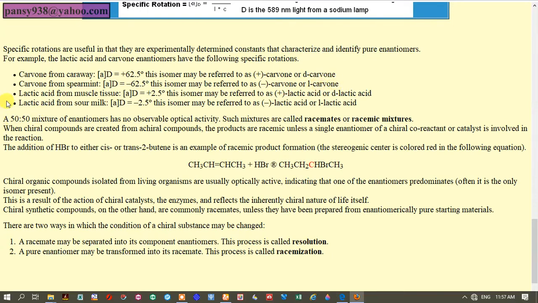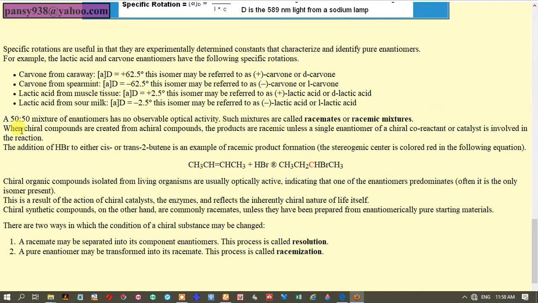Similarly, lactic acid from muscle tissue has the specific rotation plus 2.5 degrees, and this isomer is referred to as plus lactic acid or D-lactic acid, while the lactic acid extracted from sour milk has the specific optical rotation minus 2.5 degrees, and this is referred to as negative lactic acid or L-lactic acid.